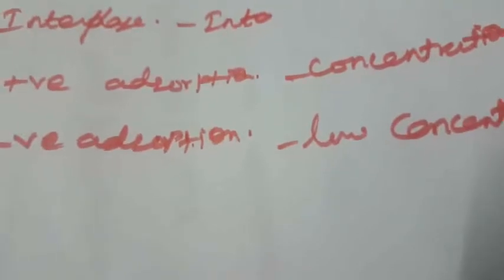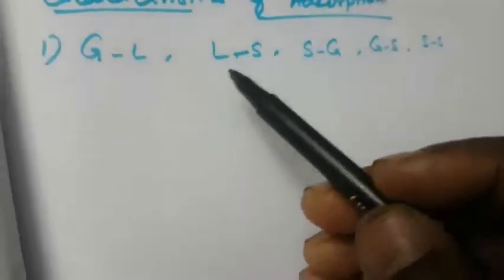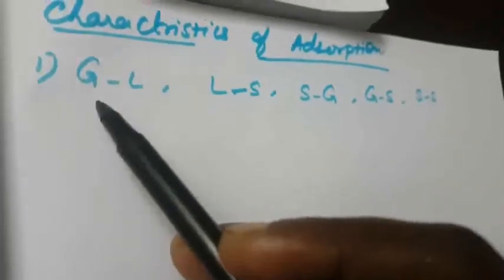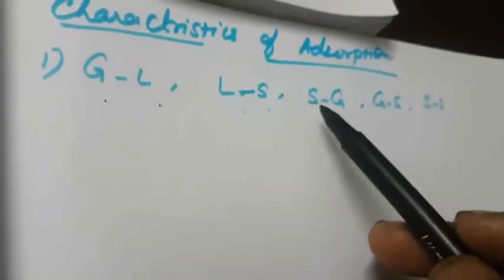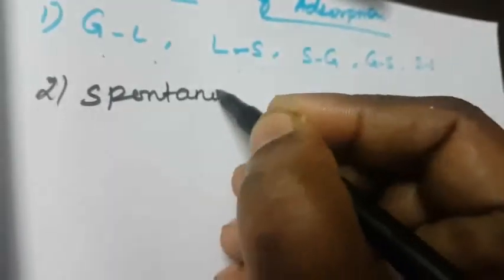Next we are going to see what are the characteristics of adsorption. The first one: adsorption can occur at all interfaces, that is gas-liquid, liquid-solid, gas-solid and solid-solid. So adsorption can occur at all interfacial surfaces. The next one is that it is a spontaneous process.